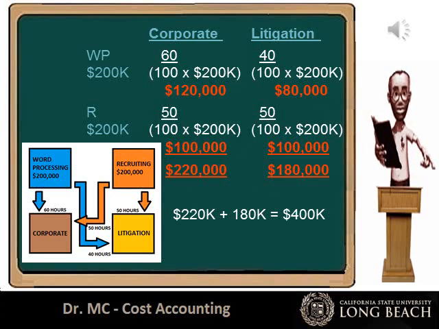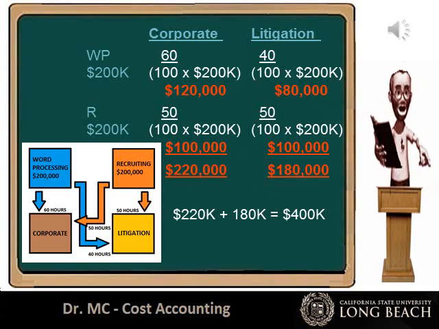In the case of the recruiting department, the 50 hours spent on the corporate department and the 50 hours spent on the litigation department add up to 100 hours. By dividing the corporate department's 50 hours by the 100 total hours, you calculate that corporate receives 50% of recruiting's costs. Similarly, when you divide litigation's 50 hours by the 100 total hours, you calculate that litigation receives 50% of recruiting's costs. Thus, corporate and litigation each receive $100,000 of recruiting's costs.